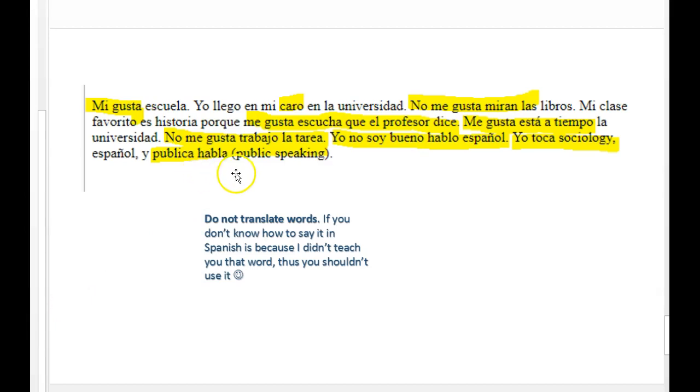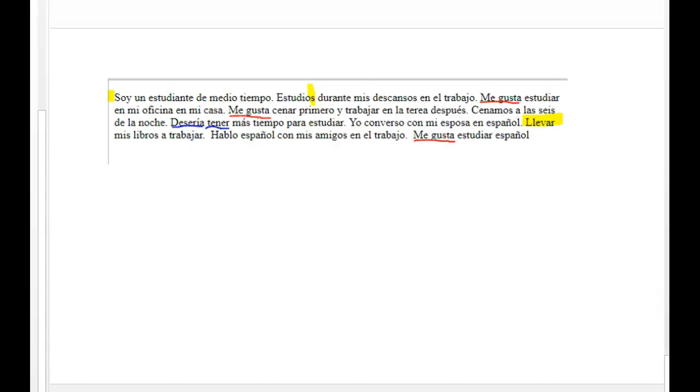And here I put this because this person wanted to translate pública habla for public speaking and put the word sociology. If the classes that you're taking are not in your vocabulary, don't tell me that you are taking those classes. Just follow the vocabulary of the chapter, all right? Don't add anything else.